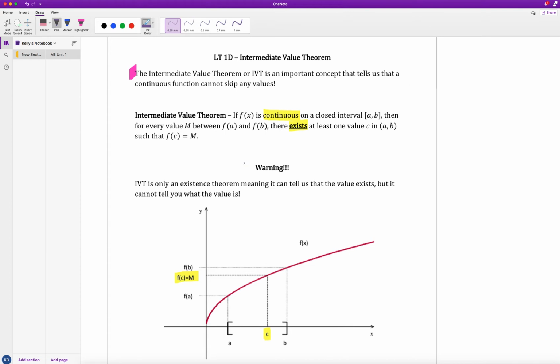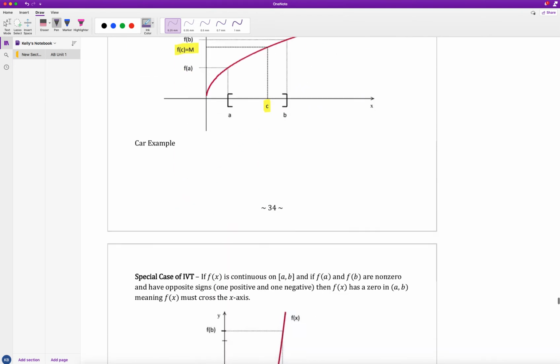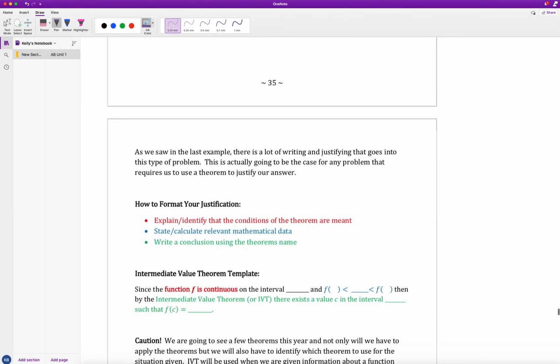One other thing to keep in mind is that this is an existence theorem, and what that means is the intermediate value theorem tells us that the value exists, but it cannot tell us what the specific value is. So using the intermediate value theorem, I can only prove that the value exists. I cannot prove that the value is specifically equal to a certain y value. Let's scroll down and check on a few examples.